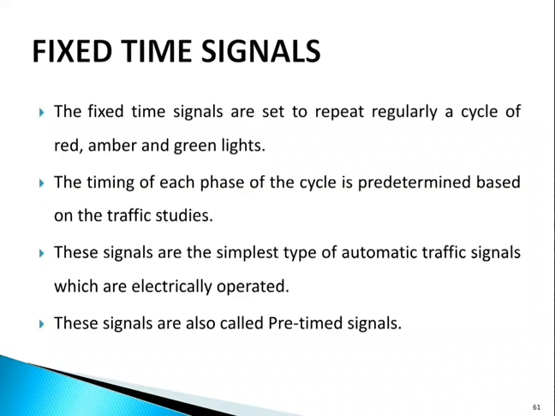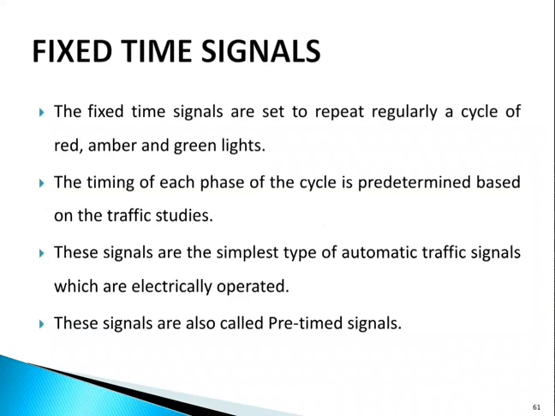Next, we are going to see fixed time signals. The fixed time signals are set to repeat regularly a cycle of red, amber, and green lights. The timing of each phase of the cycle is predetermined based on the traffic studies. These signals are the simplest type of automatic traffic signals which are electrically operated. These signals are also called pre-timed signals.